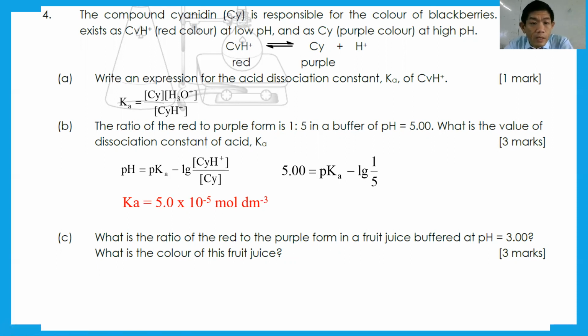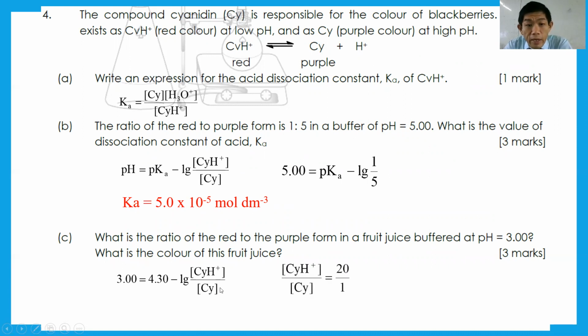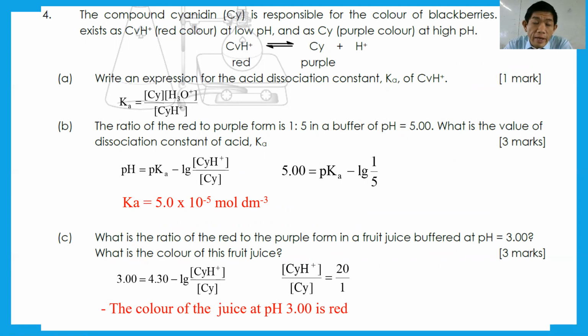Okay, and then C, what is the ratio of the red to purple formed in the fruit juice buffer at pH 3.00? What is the color of this fruit juice? So you use 3.00 equals 4.3, which is the pKa of the acid, minus log CYH plus over CY. So you get the ratio of CYH plus to CY is 20 to 1. So the color of the juice at pH 3 is red in color, okay? Because now you have more acid than the conjugate base.